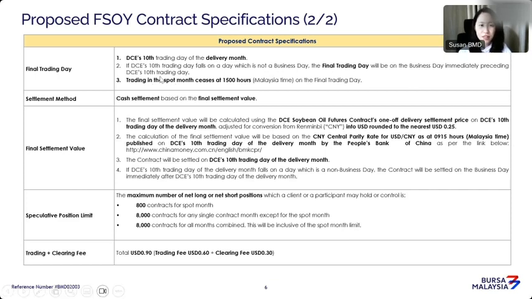And if the DCE's 10th trading day is a non-business day in Malaysia, the final trading day of FSOY will be on the preceding day. And on the final trading day, the contract expires at 3 o'clock, same as DCE's contract. As for the settlement method, the FSOY is cash settled based on the final settlement value, where the final settlement price is taken with reference to DCE's contract and converted to US dollars.